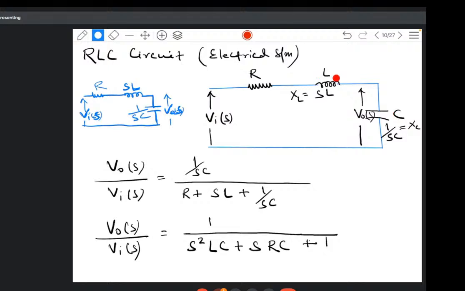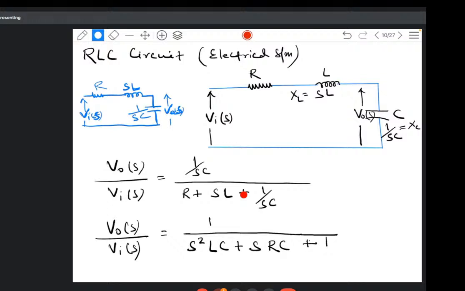So I can consider this as resistance, this as resistance, this as resistance. So what is the voltage division rule? If I want to find this particular voltage of this particular branch, then this resistance divided by the total resistance, multiplied by the input voltage, will give me this part's voltage. So V naught S will be 1 by SC, which is this resistance, divided by the total resistance R plus SL plus 1 by SC, into the input voltage. So the input voltage is taken here. So I am getting Laplace of output by Laplace of input.